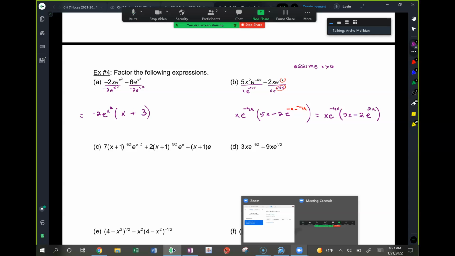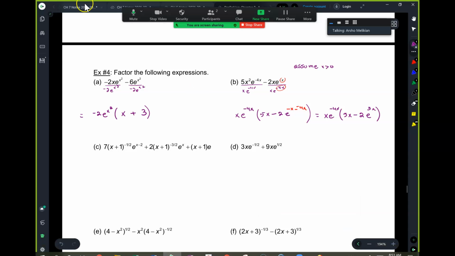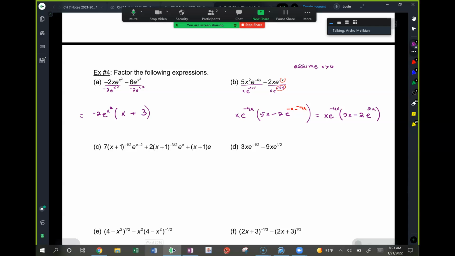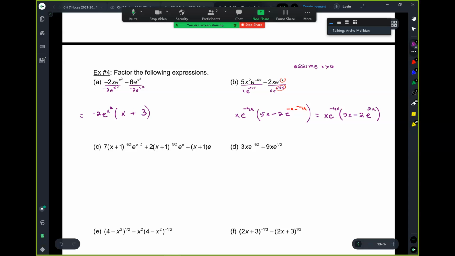Here, e to the -x divided by this, you have to subtract the exponents. Okay? And since we assumed that x is positive, we don't want to leave any negative exponents anywhere. So I'm going to move the e to the -4x to the denominator, which means I'm going to rewrite that as x over e to the 4x times 5x minus 2e to the 3x. Okay, Mayan, question? Yeah.